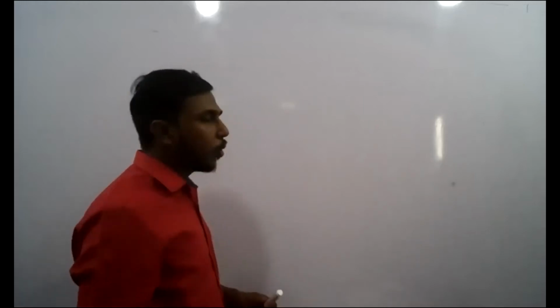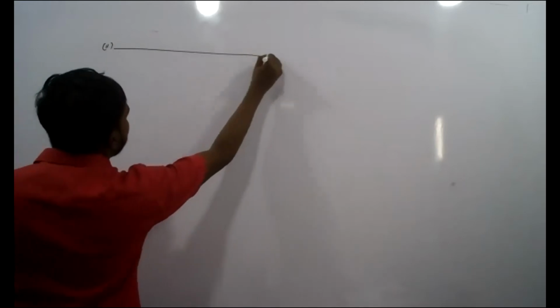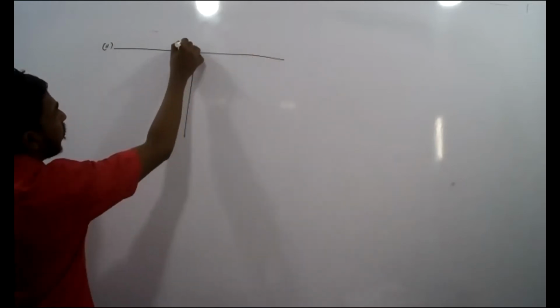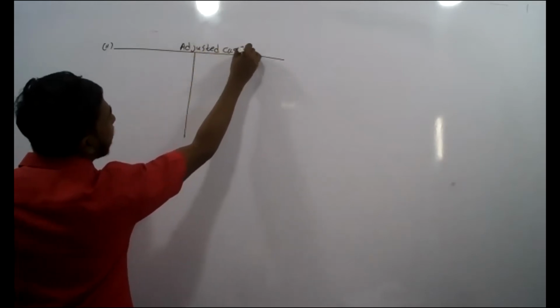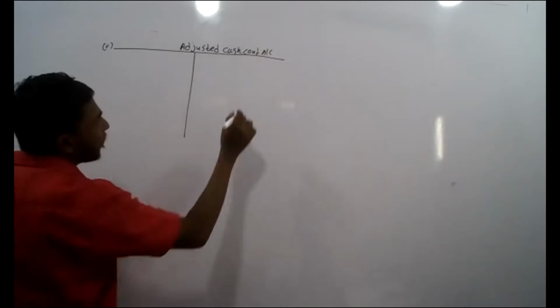What is the next part they ask? They ask to calculate the bank statement balance and the adjusted balance of the cash book using the balancing of the above bank column. That means the cash column. Right? So what did they ask you? First one, we'll prepare the adjusted cash control account. That's what they asked you.